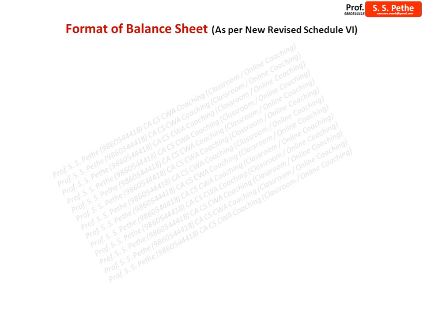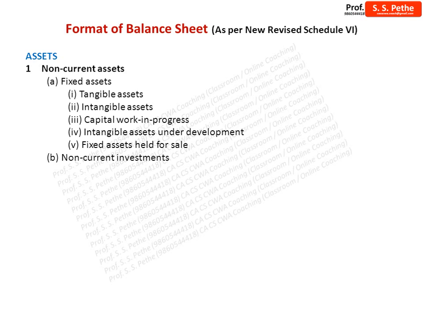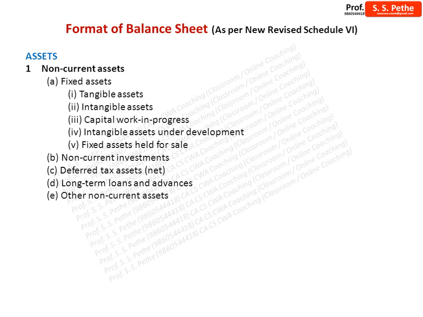Let's see the asset side of the balance sheet. Non-current assets, first you have to mention. In non-current assets, the bifurcation is fixed assets. Fixed assets have again been bifurcated into tangible, intangible, capital work in progress, intangible assets under development, fixed assets held for sale. Then another heading is non-current investments, that is long-term investments. Deferred tax asset, if it is having a debit balance, then it will come on the asset side. Long-term loans and advances, other non-current assets.